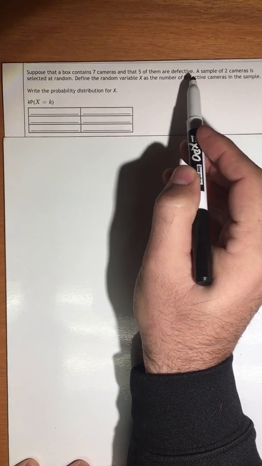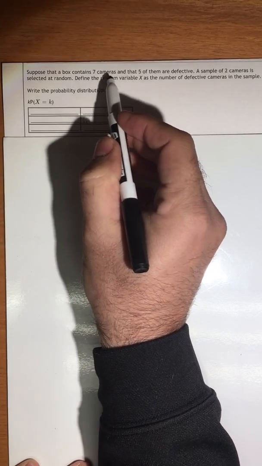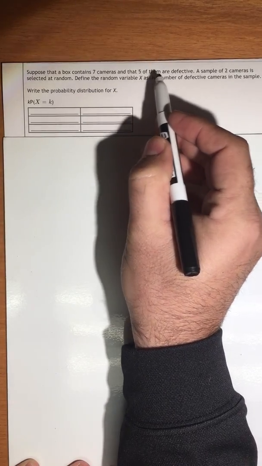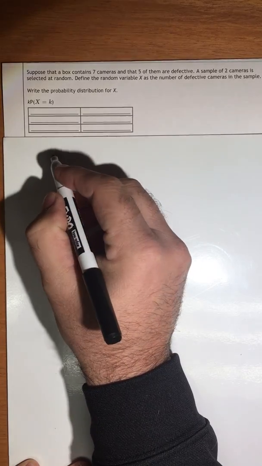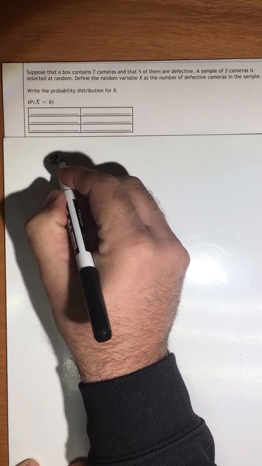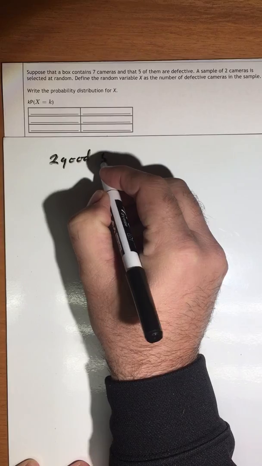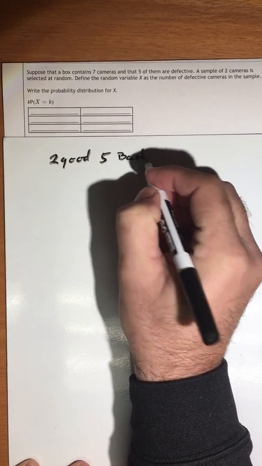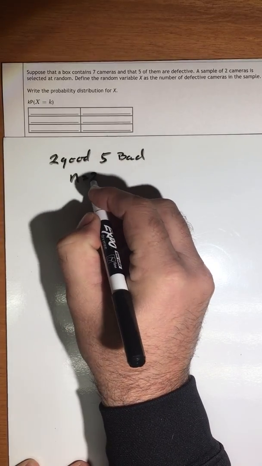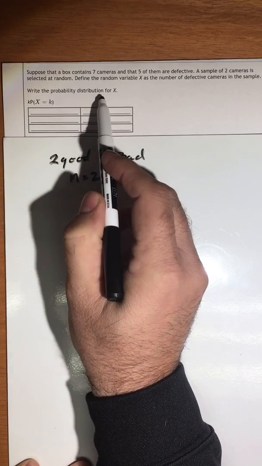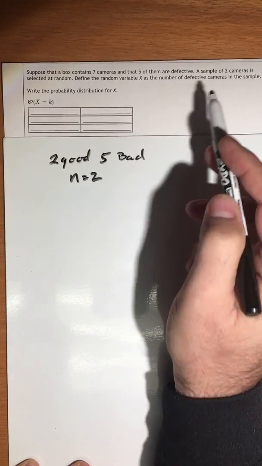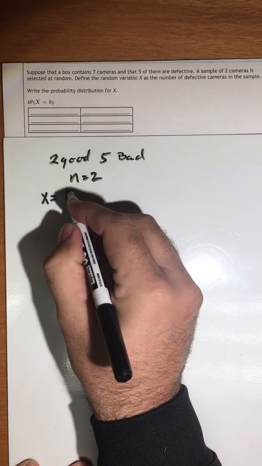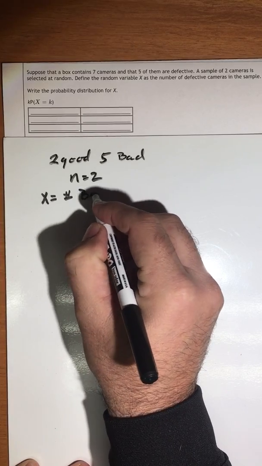All right, so I'm taking a sample of size 2. I've got 7 cameras. 5 of them are defective, so that means 2 of them are good, right? So I've got 2 good cameras and I've got 5 bad cameras. And we're going to take a sample of size 2, and it says the probability distribution where x is the number of defective cameras. So x equals the number of bad cameras.